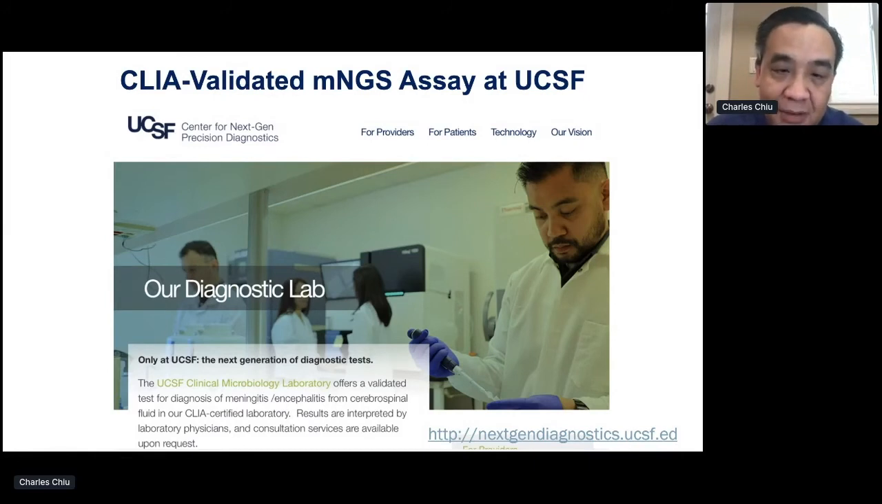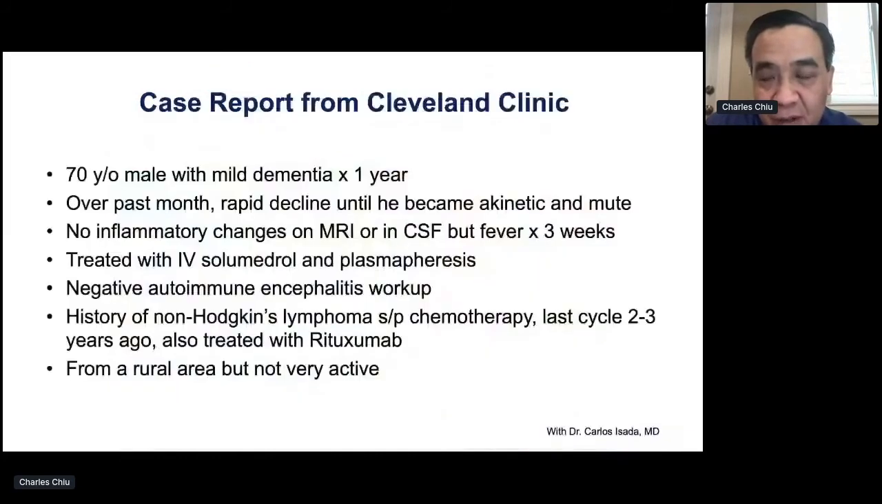To give you an example, this was a recent case report of how this could be used to identify unusual pathogens. This was a 70-year-old male with mild dementia who presented with rapid decline, became akinetic and mute over 1 month, and presented with fever for about 3 weeks. He had a negative workup and was treated for potential autoimmune disease, although the workup was negative. Notably, he had a history of non-Hodgkin's lymphoma and had been on chemotherapy, with the last cycle 2 or 3 years ago, was also actively treated with rituximab, and was from a rural area but not very active. All of the workup done for this patient was essentially negative.